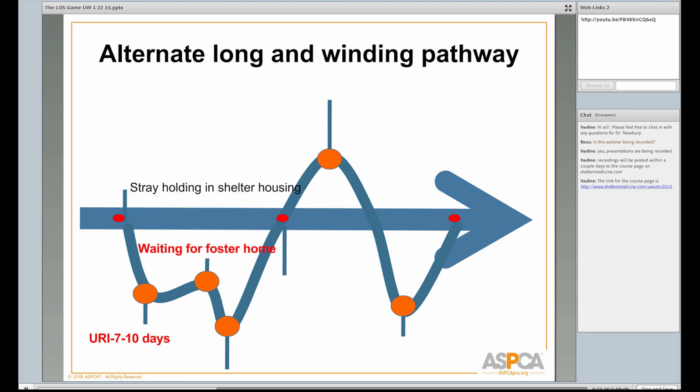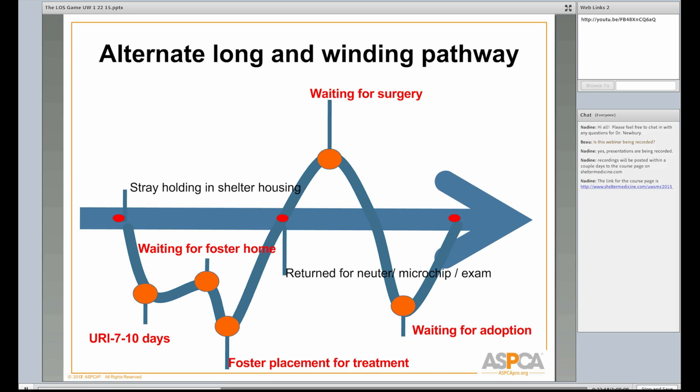So again, another wedge in our straight shot of the pathway. They finally find foster placement for treatment, but now they need treatment, not just socialization. So it may take longer for them to get in and out of their foster care. Then they come back. They get returned for their neuter, their microchip, and exam, but they have to wait for surgery because even though they came back, whatever day they came back, their surgery wasn't scheduled, so now they need more days to wait in the shelter. Finally, they get their neuter.